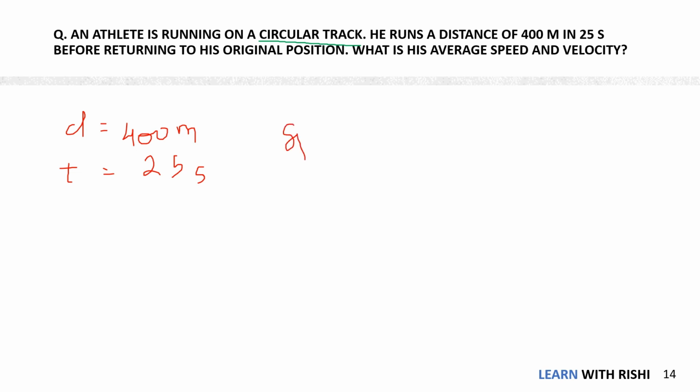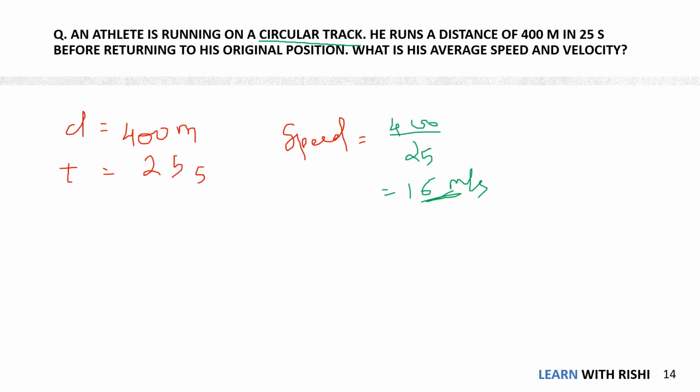So our speed will be, we'll apply the formula distance upon time. What is our distance? 400 meter upon time, which is 25 seconds. So just calculate it, divide it. 25 ones are 25, then 25 sixes are 150. So it is 16 meter per second. So speed comes to be 16 meter per second.